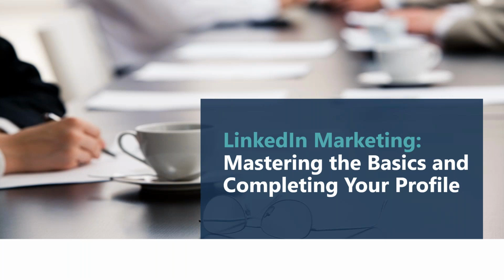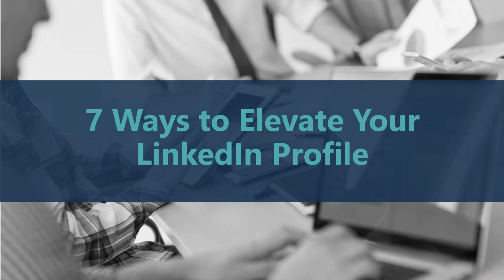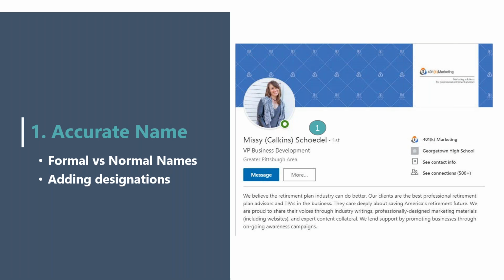So I'm going to get right into it because I think I have quite a lot to cover in 30 minutes. So our agenda today is going to be going over the 7 ways to elevate your LinkedIn. So completing your profile, making sure you guys have everything on your LinkedIn profile that can complete it and make you stand out above the competition, and then how to schedule and post the retirement plan marketing content efficiently. So 7 ways to elevate your LinkedIn.